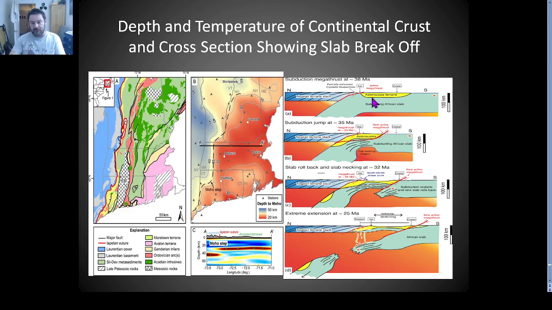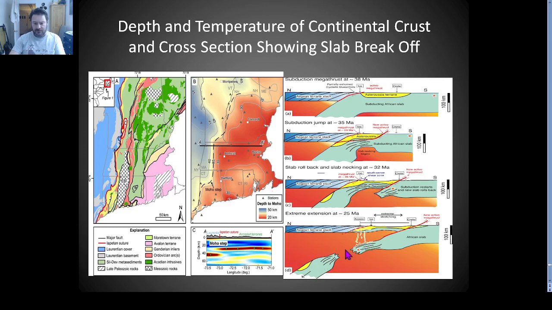And this is how it happens. You get a big subduction zone. Over time, the subduction zone basically begins to weaken as the slab begins to pull down, and eventually it breaks sections off, and then you actually get the slab snap.